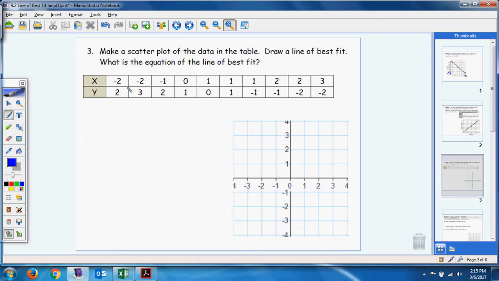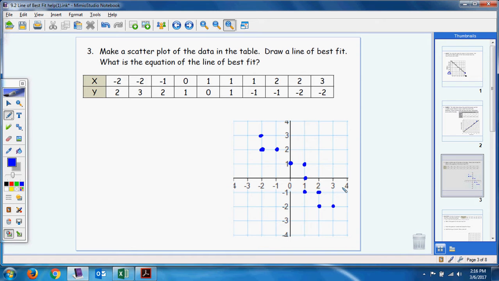All right, so let's plot our points. That's what you should have started with. Again, -2, 2; -2, 3; -1, 2; 0, 1; 1, 0; 1, 1; 1, -1; 2, -1; 2, -2; and then 3, -2. All right, so I have made a scatter plot, part 1.